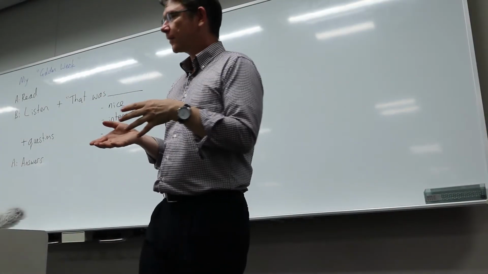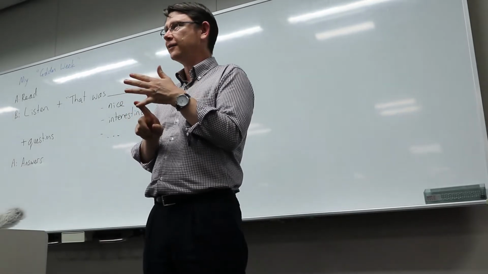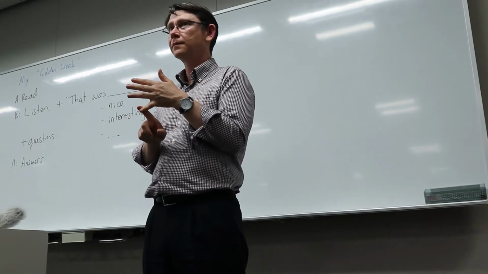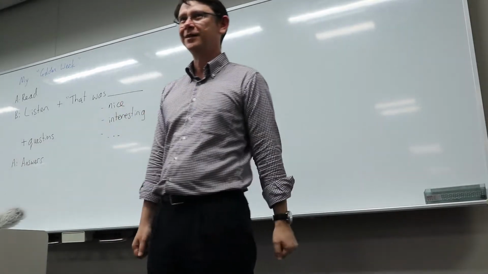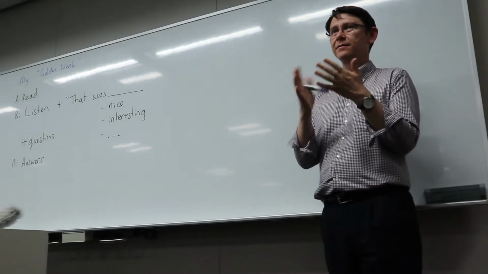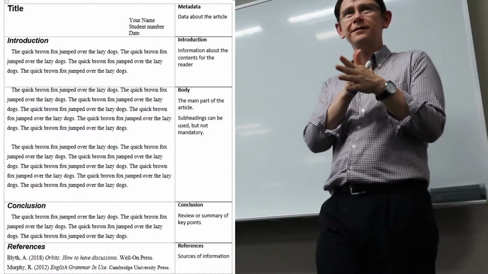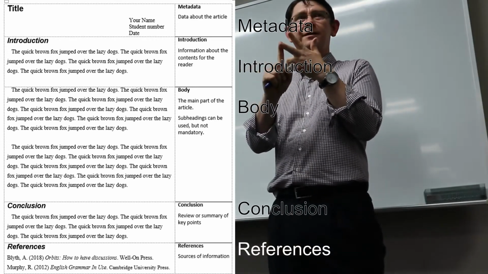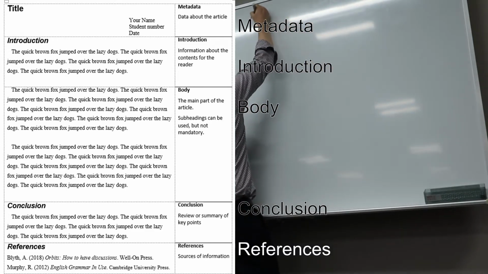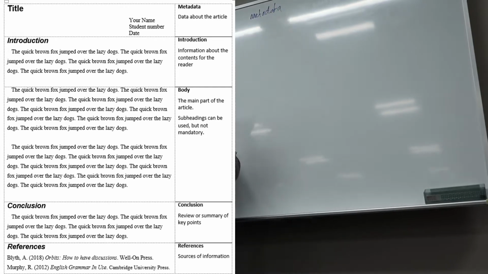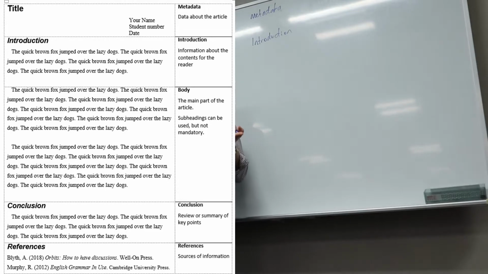With the articles, do you remember how many parts there are in an article? Okay, check with your partner. How many parts are there? Five. What's the first part? Then? Okay. So, metadata. Then, what's next? And usually how many paragraphs? Yeah, for us, usually one paragraph.